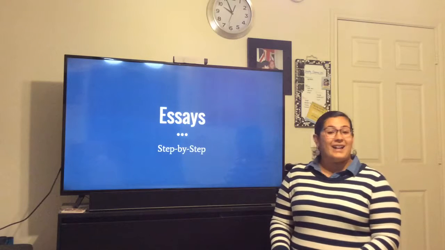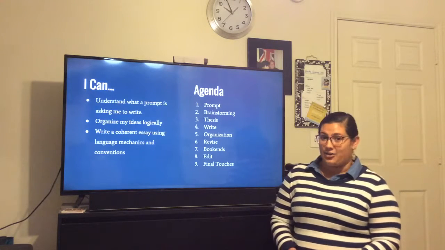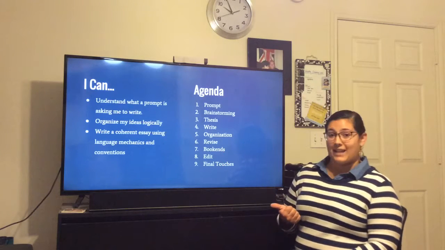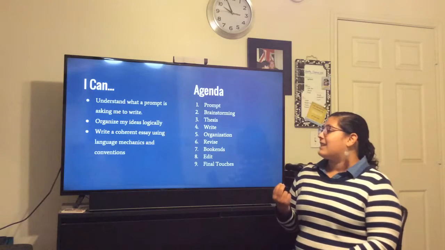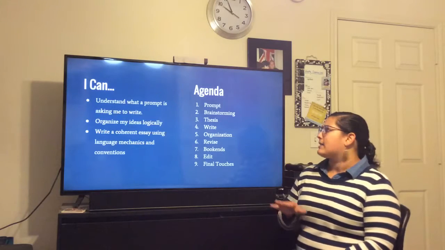So, a step-by-step guide to unpacking a prompt and writing an essay. Let's start with our I can and our agenda. Let's read the I can together. I can understand what a prompt is asking me to write, organize my ideas logically, and write a coherent essay using language mechanics and conventions. And I'll give you a definition for language mechanics later.